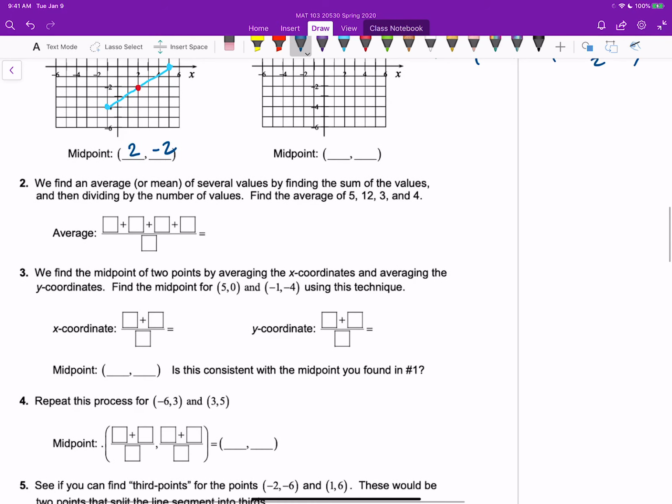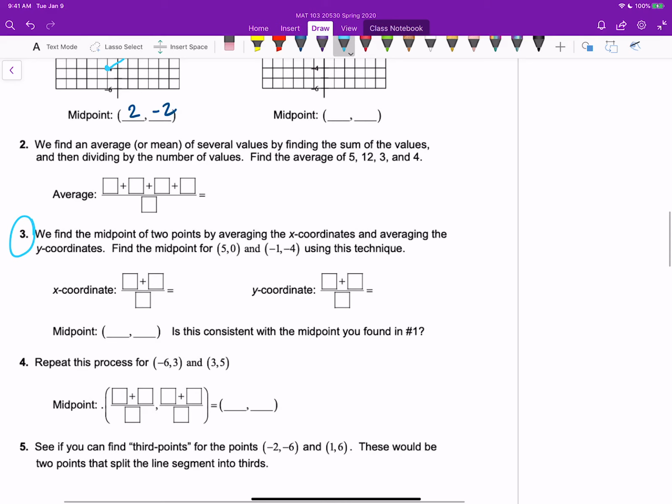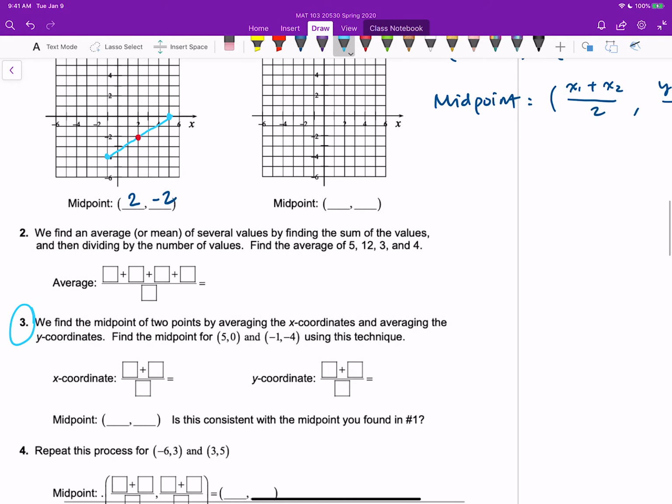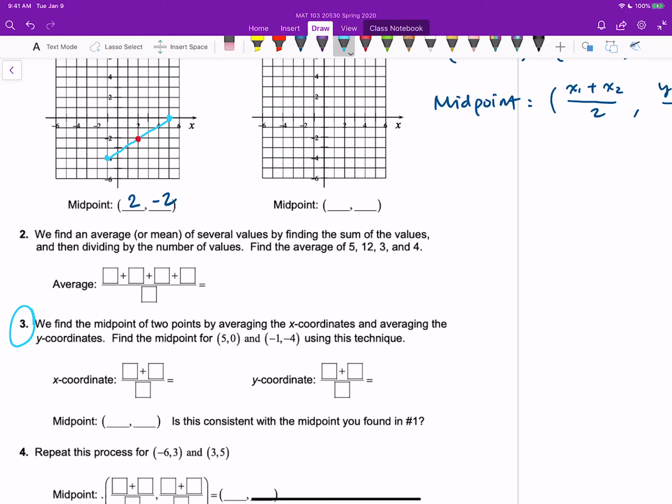So for example, let's look at number 3 right here. Suppose we have 2 points, 5, 0 and negative 1, negative 4. You want to find out the midpoint. So you simply calculate the average of the x coordinates and the average of the y coordinates. And this is exactly the visual that we did in number 1 right there, right? We already calculated the midpoint is 2, negative 2.